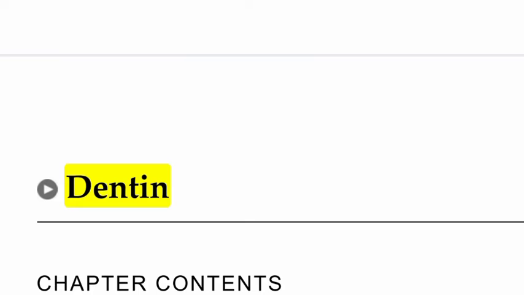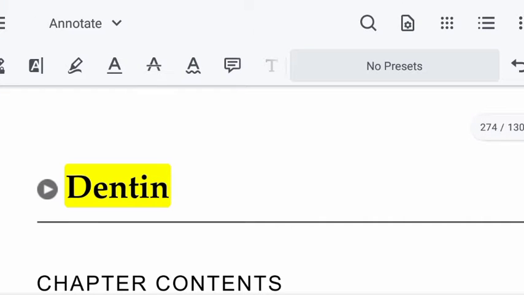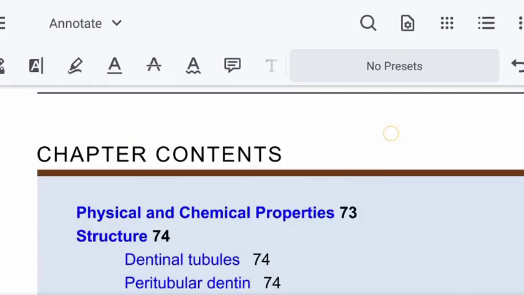Good morning, everyone. So today, a new chapter: dentine. We'll start dentine and look at what dentine is, what it is composed of, when it is formed, what its structural units are, and everything. So, let's begin.